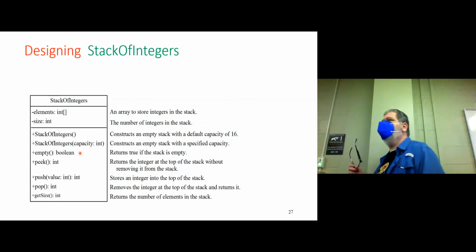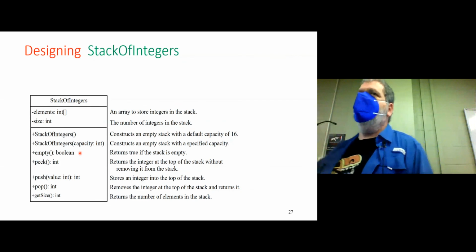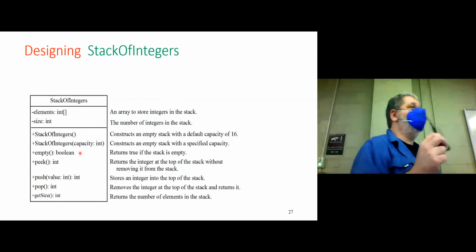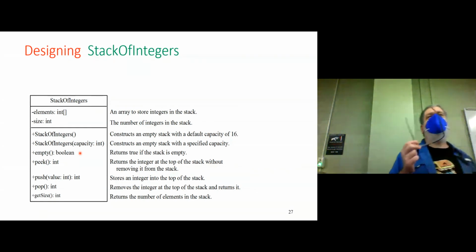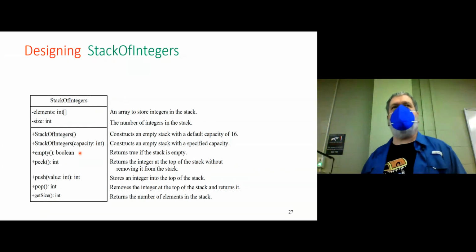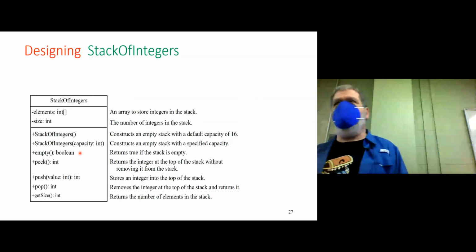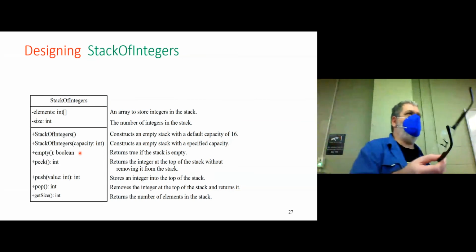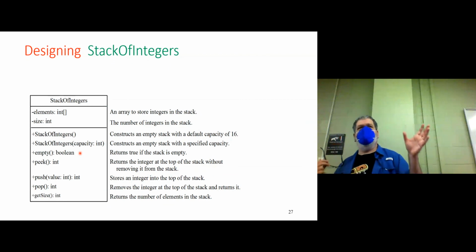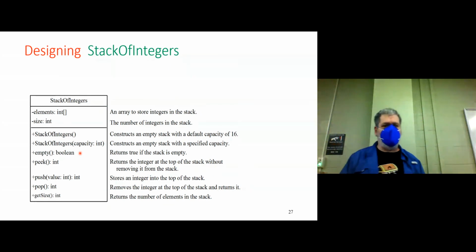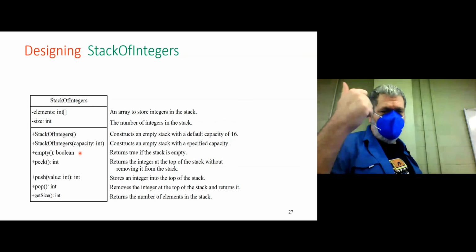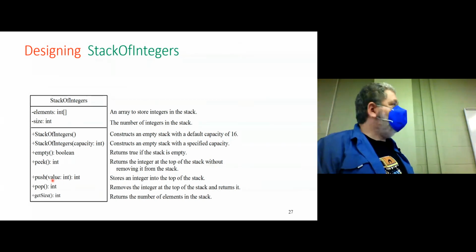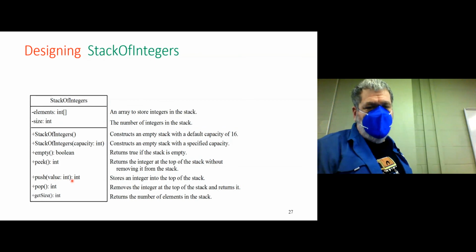So peek allows you to look at the top of the stack, and that method will return the value that it sees at the top of the stack. So it returns an int value, but it doesn't remove it from the stack, which is the difference between peek and pop. Pop looks at the value on top of the stack, returns it to you, but it also removes that value from the stack, okay?